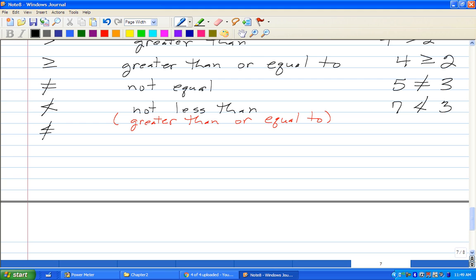Not less than or equal to. So 9 is not less than or equal to 6. This is the same as greater than. If you're not less than or equal to something, then you're greater than something.